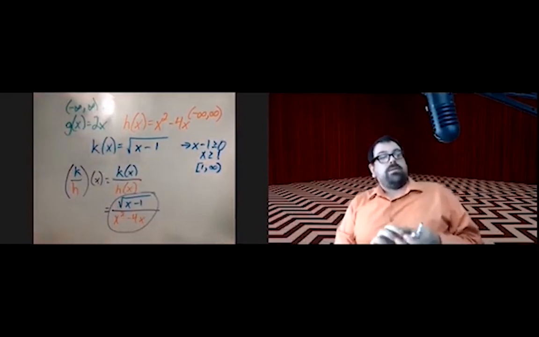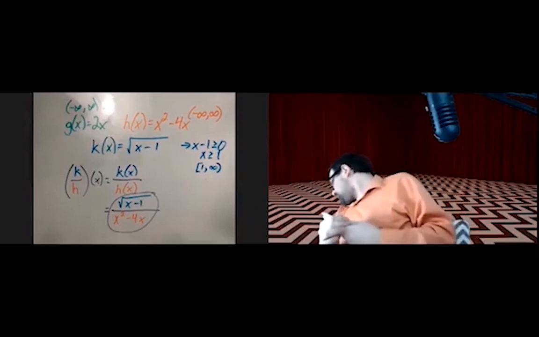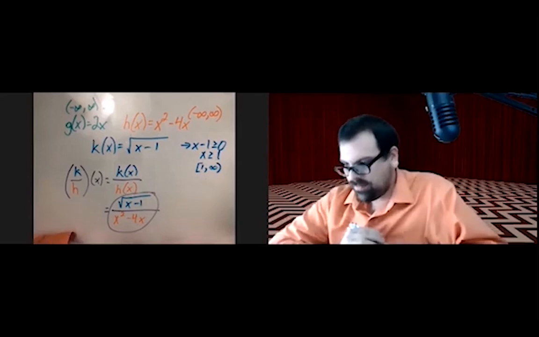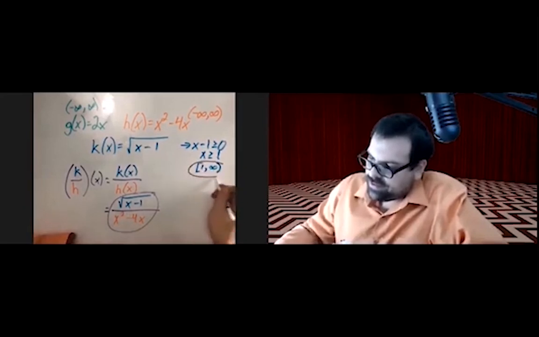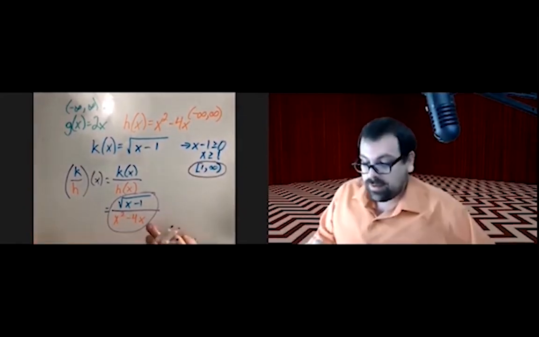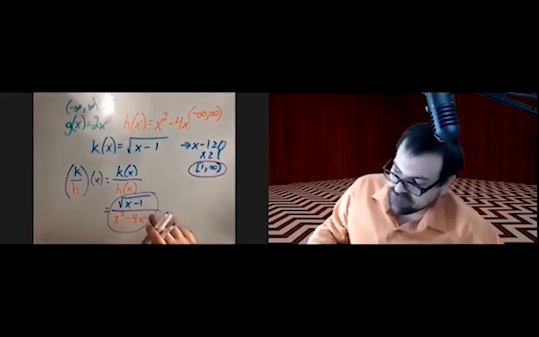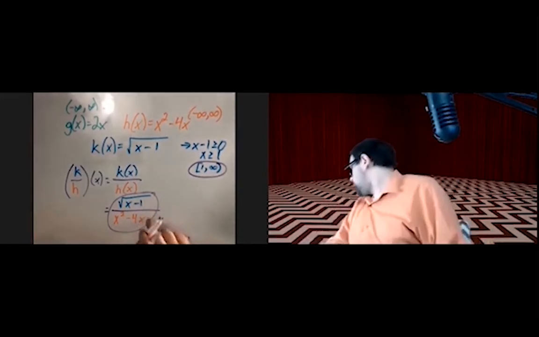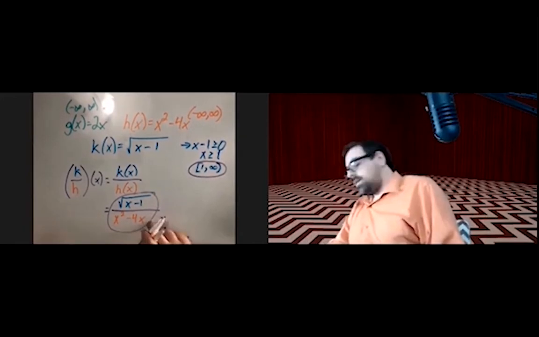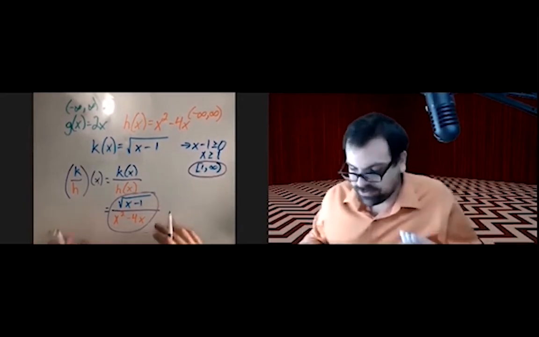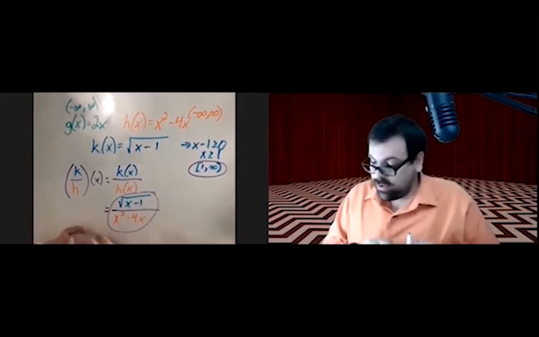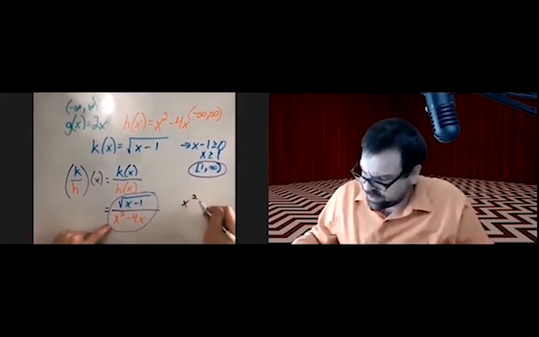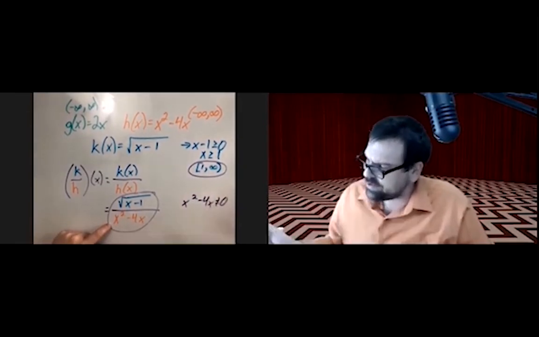Now for the domain. The intersection is still this. But there are also going to be values that make the bottom 0. And we have to find those values because we're not allowed to have the bottom equal to 0. So x squared minus 4x can't be equal to 0.